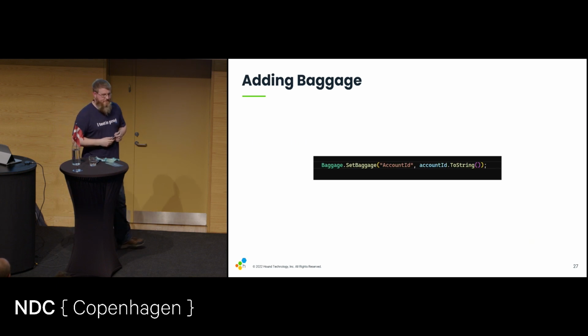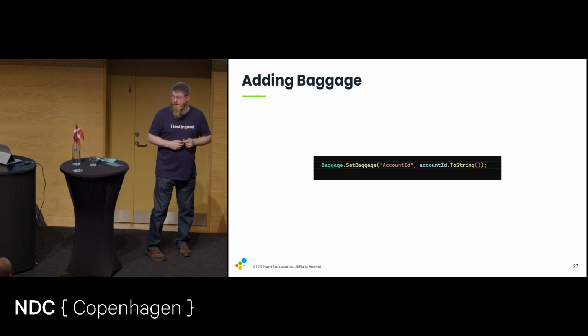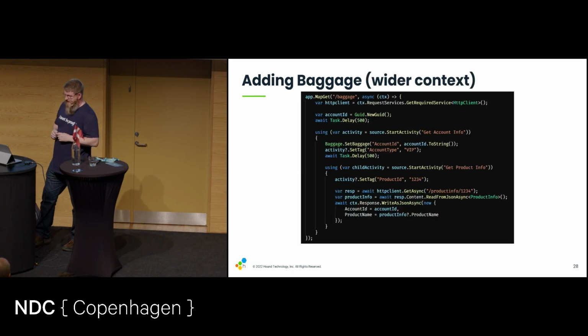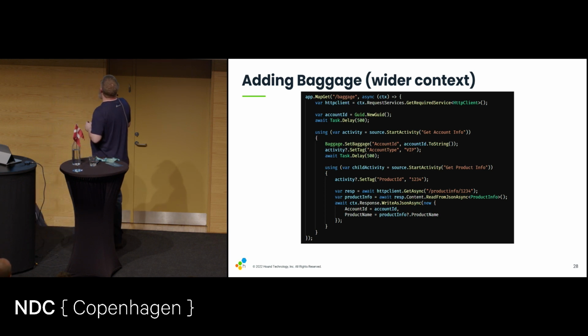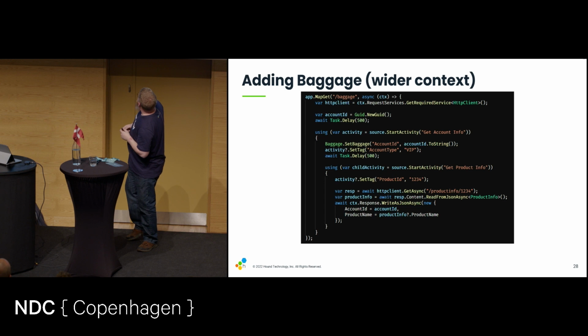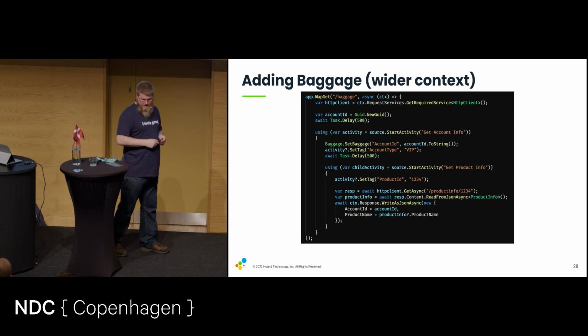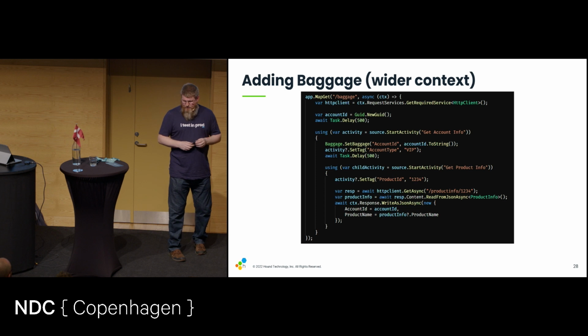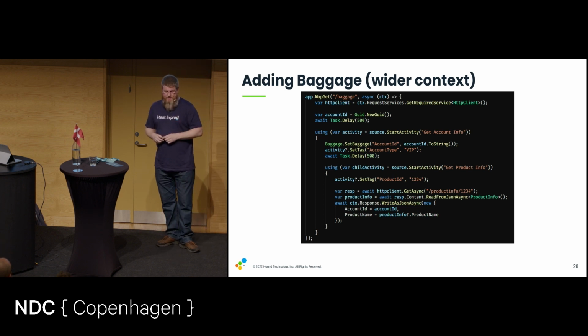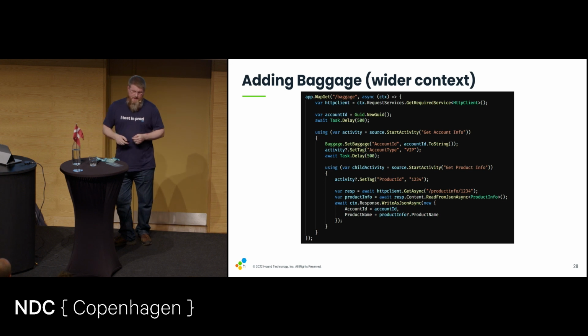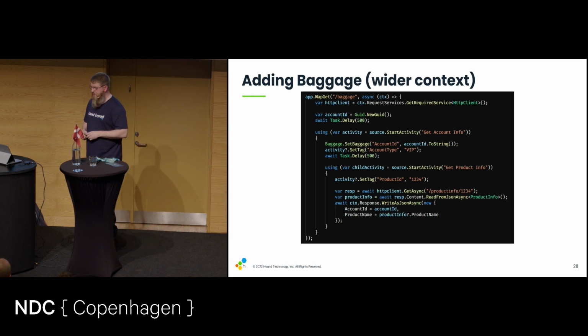So how do I add baggage? It's really, really, really complicated. You call the baggage set baggage. So if you want to see that in a little bit of a wider context, I'm not expecting everybody to read that. It's actually quite big. So what we're doing there is we are setting our baggage, and then we are going to call an external service. And this service that we're going to call, this product info service, is going to get that baggage information over, which is our account ID, that it'll be able to extract. And you can see there we've got child activity within a child activity, and you can go as deep as you want to do.